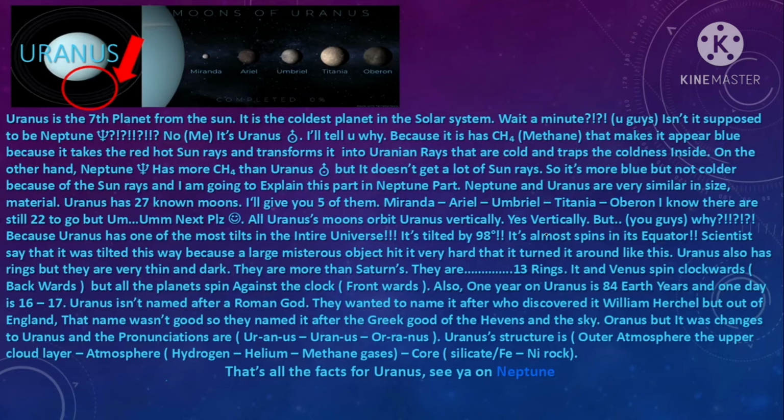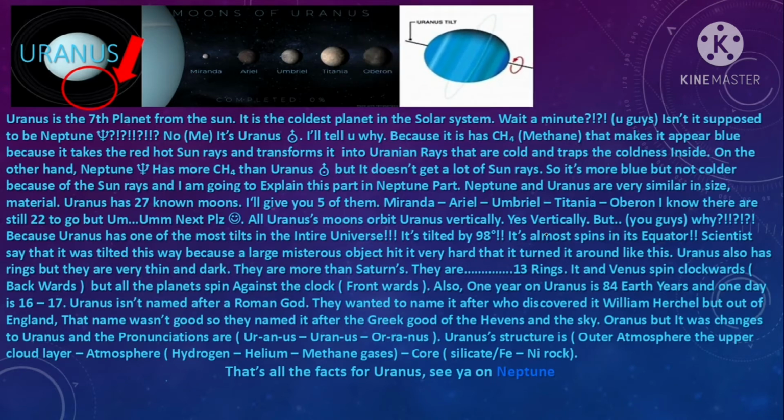Why? Because Uranus has one of the most extreme tilts in the entire universe, or the galaxy. It's tilted by 98 degrees. Okay, guys? It almost spins on its equator. Scientists say that it was tilted this way by a large mysterious object that hit it very hard and turned it around like this.